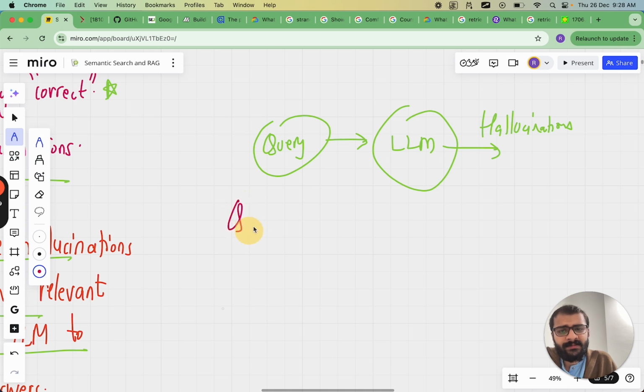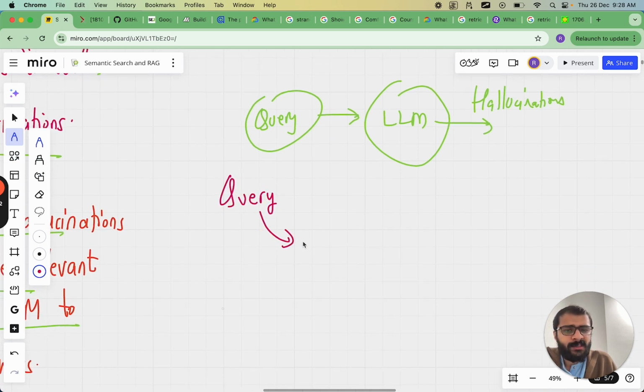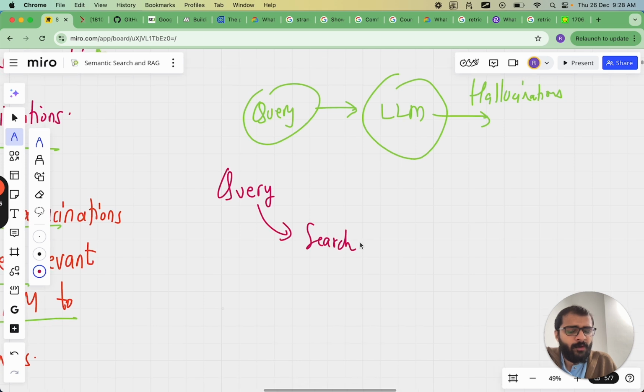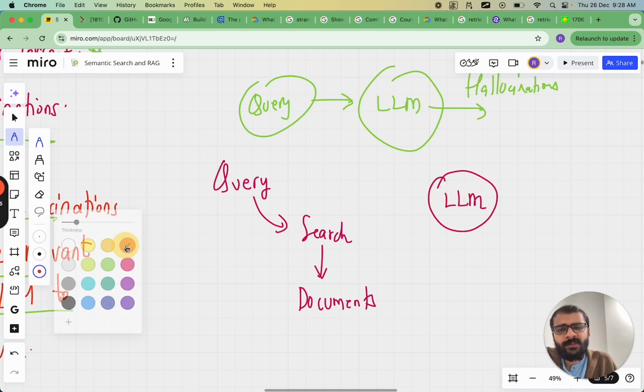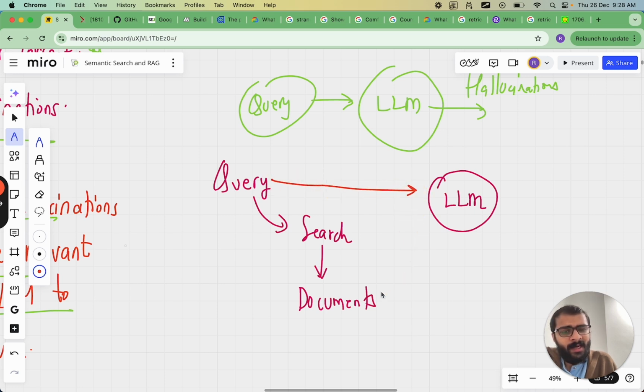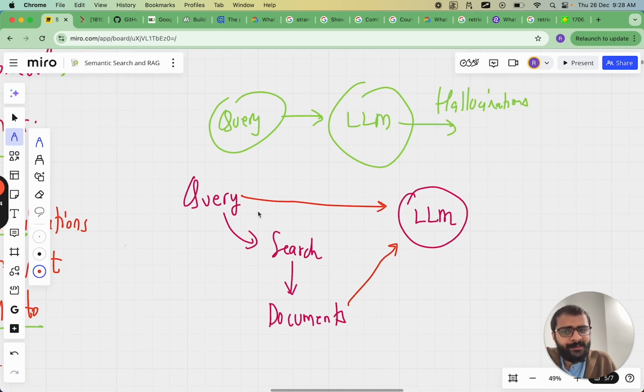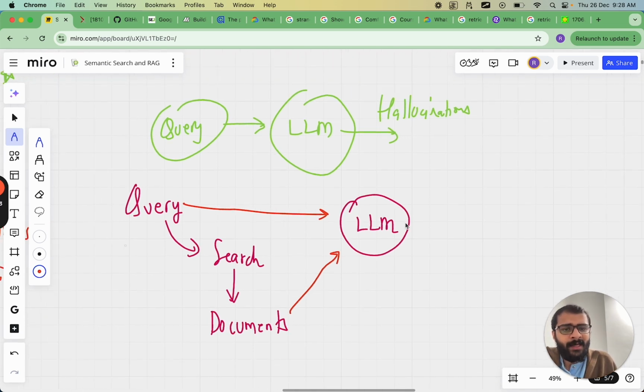So instead, what if we do this? If a query is asked, I first do a semantic search, or I search for information related to that query and gather some documents. Then we have a large language model very similar to before. But now, instead of just passing the query, I pass the query and also the documents to the large language model. Now that I pass the documents along with the query, I expect the large language model to be more grounded in its responses because it has the documents to refer to. And that's why the hallucinations will reduce.